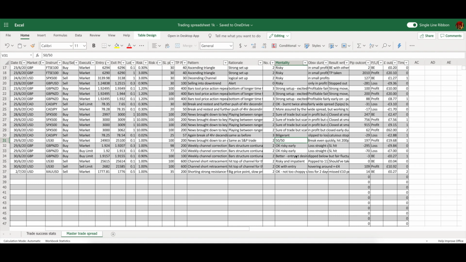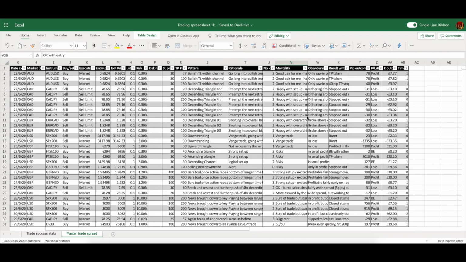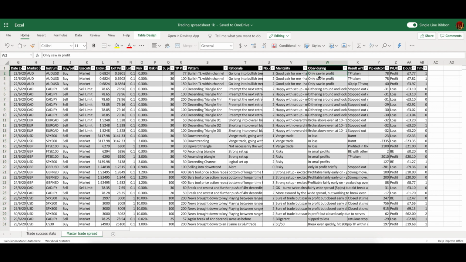And then risky and impatient, okay with entry, so it's more about trying to look at the commonalities in terms of where my head's at. W is the observation during. So it's just a brief description, but you can see in some of these, I can then correlate. So I only saw these in profit, so I never really saw, apart from when I first put the position on and the spread puts you in a little loss, I never saw anything other than profit.